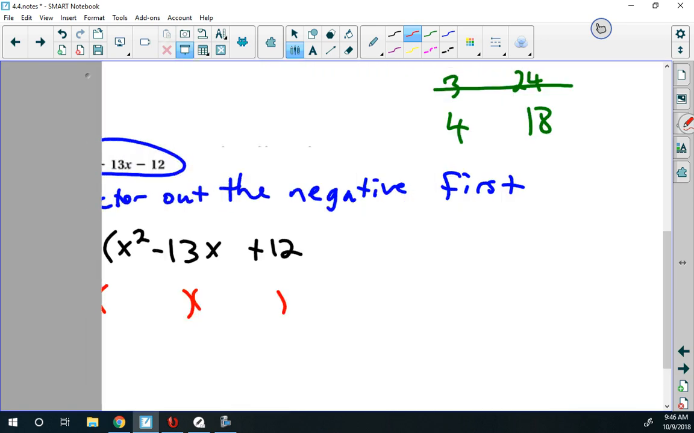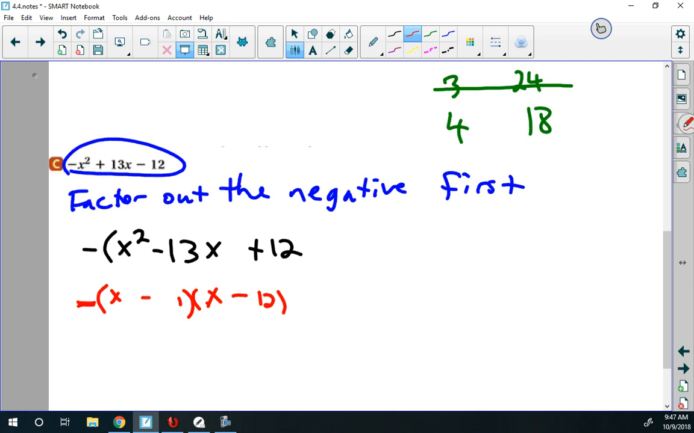But I could factor this. What are we going to have? An x and an x. 12 and a 1 and the signs. Negative and a negative. There it is. And the negative sits out front. The negative does have to sit out front as part of your answer. You can't just discard it when you're factoring. I'll say that again. When you're factoring, you can't just disregard that negative and say it goes away.